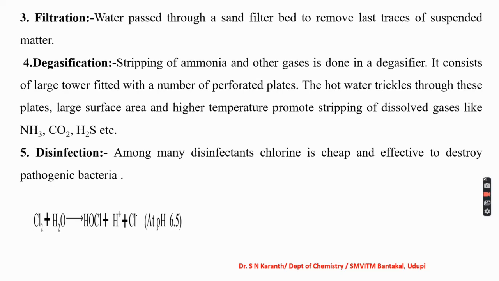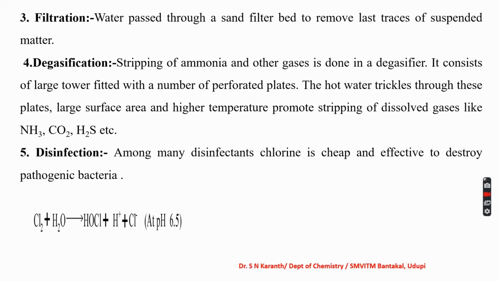Then the water is fed into a degasification chamber where we can remove almost all gaseous components. Here, stripping of ammonia and other gases is done in a degasifier. It consists of a large tower with a large number of perforated plates, and these plates can consist of some catalytic component. When the hot water trickles through these plates, the large surface area and higher temperature promote stripping of dissolved gases like ammonia, carbon dioxide, hydrogen sulfide, etc.